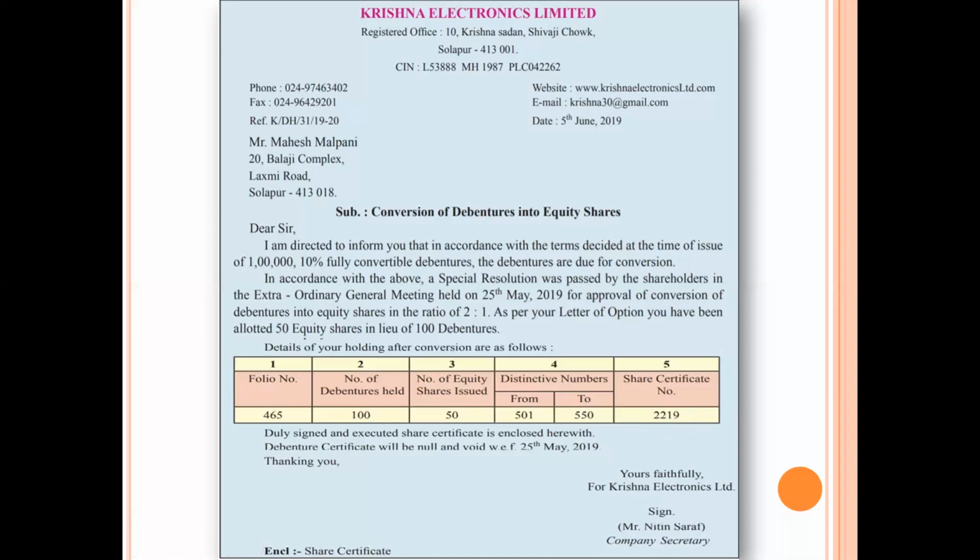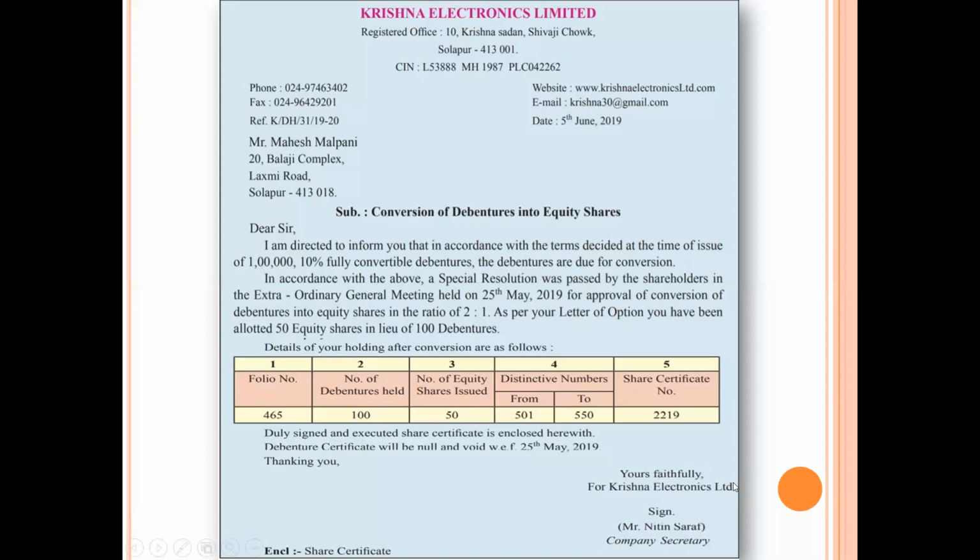The duly signed and executed share certificate is enclosed herewith along with the letter. The debenture certificate will be null and void with effect from 25th May 2019. So now as the debentures are converted into equity shares, Mr. Mahesh is not a debenture holder, he has become a shareholder of the company, and now the DC has no value because now the SC will be issued. So the debenture certificate will be null and void. That means it will be of no use because the debentures are converted into shares.